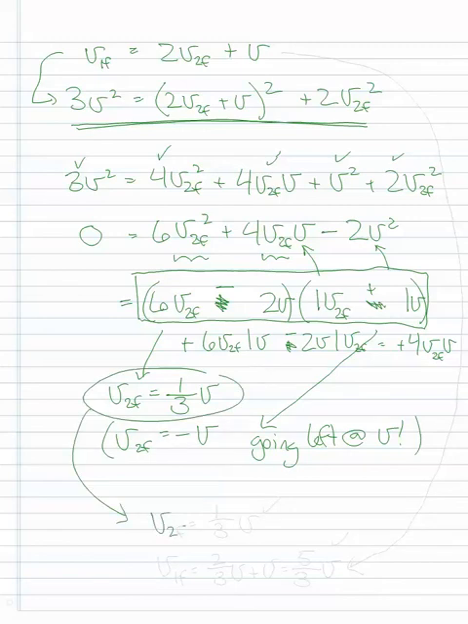So we get that v2f is equal to 1/3 v, and I can come way back from the top and solve for v1f, which is 2 times my new thing plus v, which is equal to 5/3 v. And I'm done.